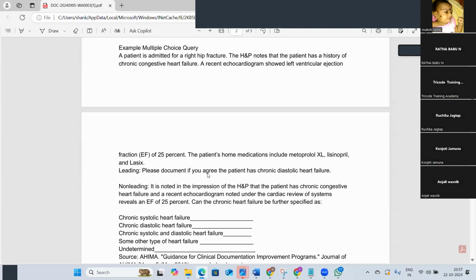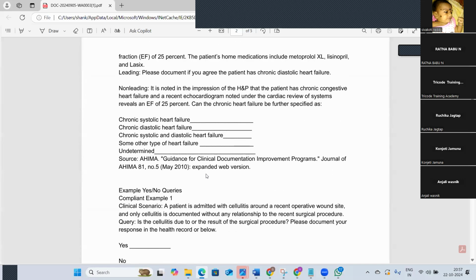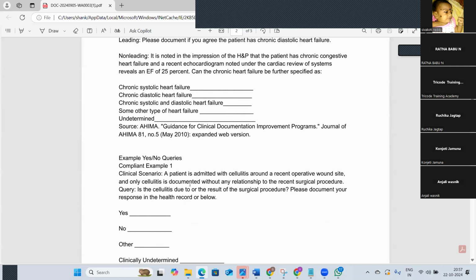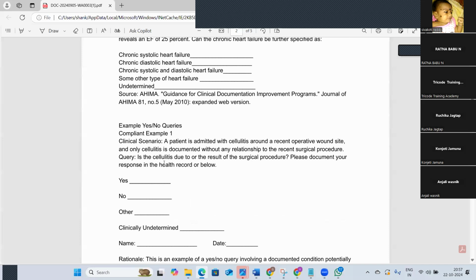Then open-ended and multiple choice we are done. Now we already discussed yes or no. I'm giving one more example here, an example of yes or no queries. Clinical scenario: patient admitted with cellulitis.